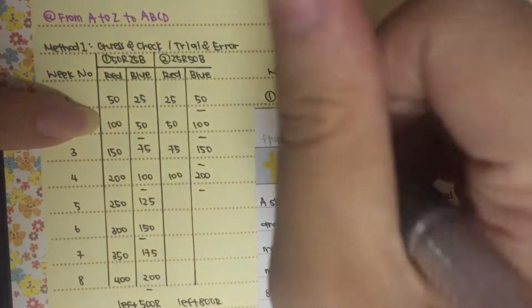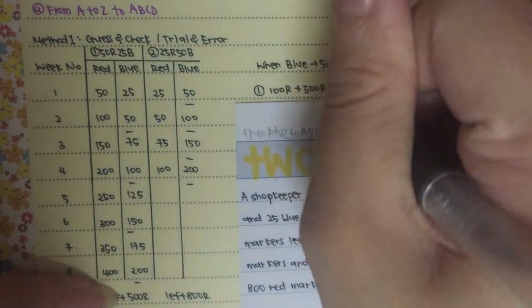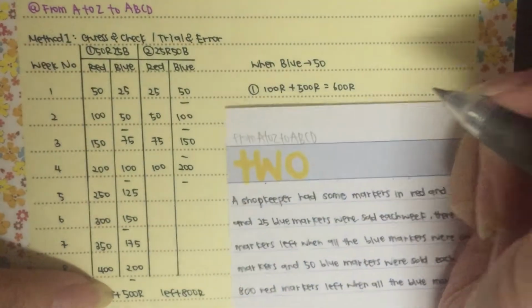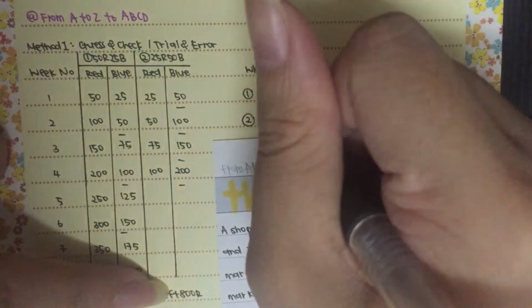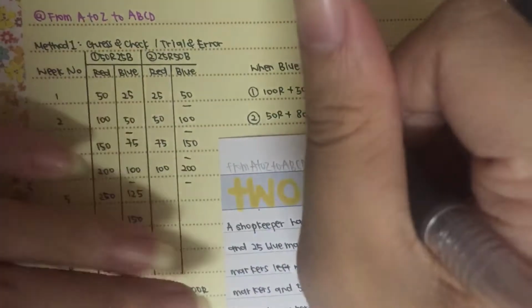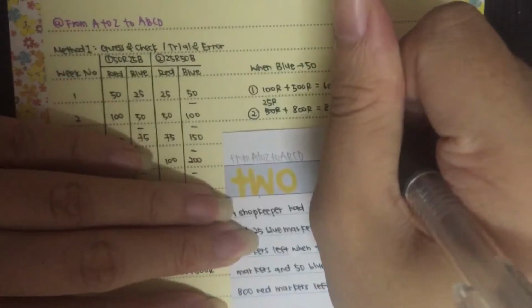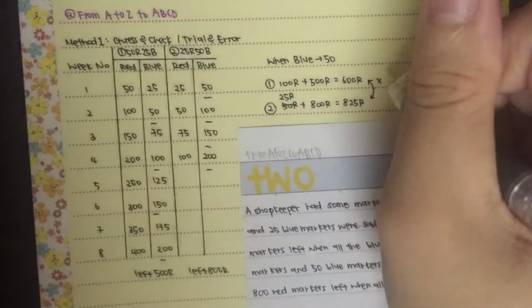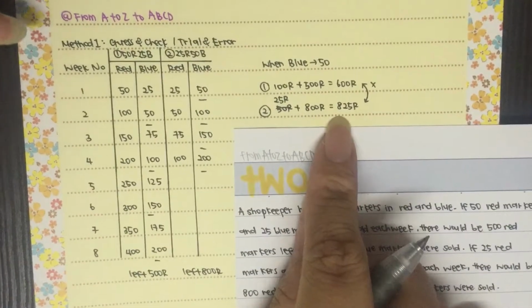In the first case, it will be 100 red plus 500 left, which gives us 600 red. In the second case, we have 25 red plus 800 left, so we should have 825. And we realize that the number does not match. That's why this is not the answer, because the number of red marbles are not the same.